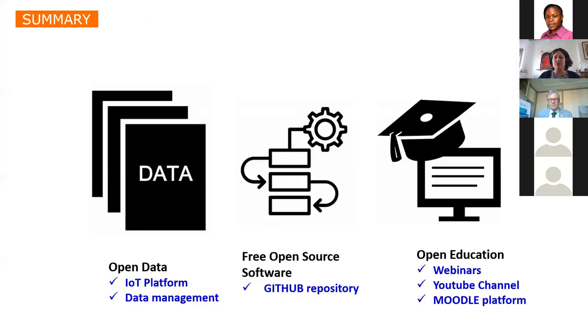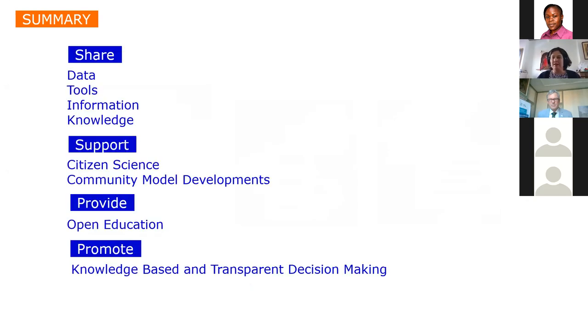So summarizing, we focus on three components. Open data, where the main activity now is going towards the Internet of Things platform, but we also offer workshops on data management. GIS, of course, is also very important in this context. We provide access to free open source software, where the GitHub repository is the main platform for this, and open education. Here we are offering several webinars and online trainings. We also have a very popular YouTube channel with thousands of views of certain videos that we posted there. And we are at this moment also building this Moodle platform to support water education masters worldwide.